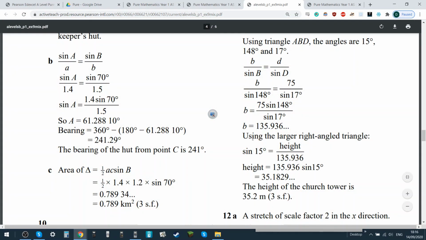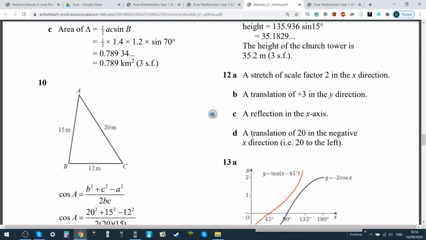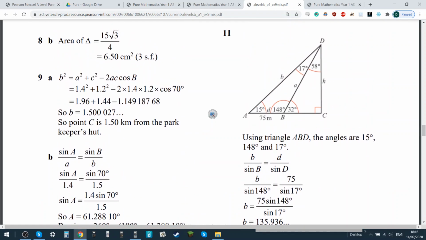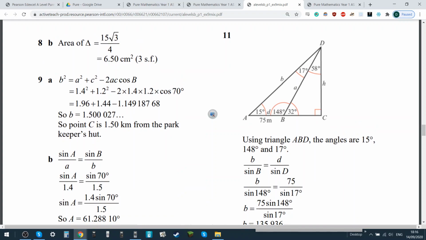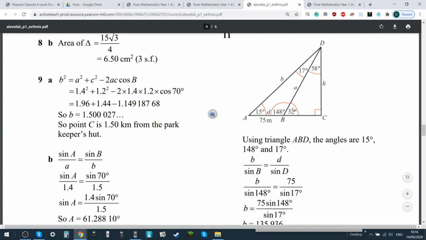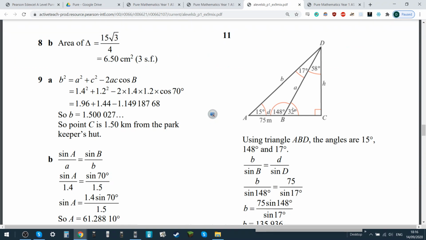Question 11. We're not right. It's obtuse or something, is it? Hang on a second. Where did it go wrong? That's 15. Angle of elevation. So, angle of elevation, yeah, must be something that I'm not familiar with.